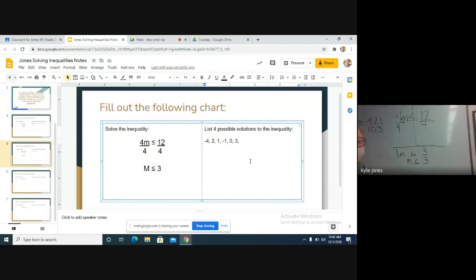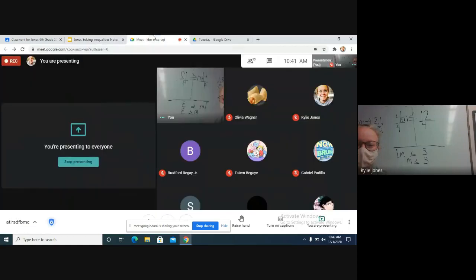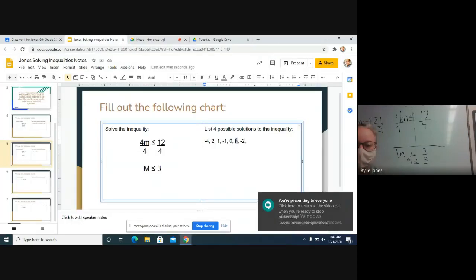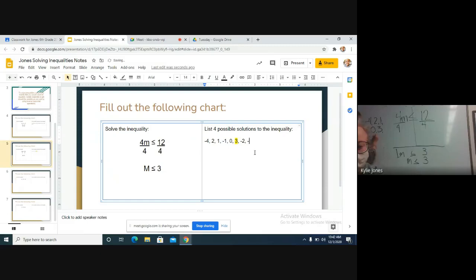Liliana, I always get you and your sister confused. Sorry. Liliana, what's a number less than 3? -2. Good. Missy, what's a negative number less than 3? -9. -9 is good.